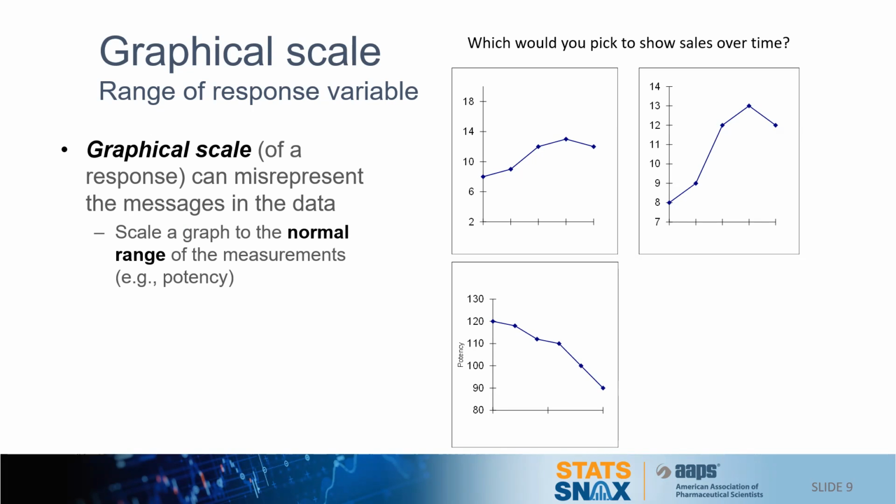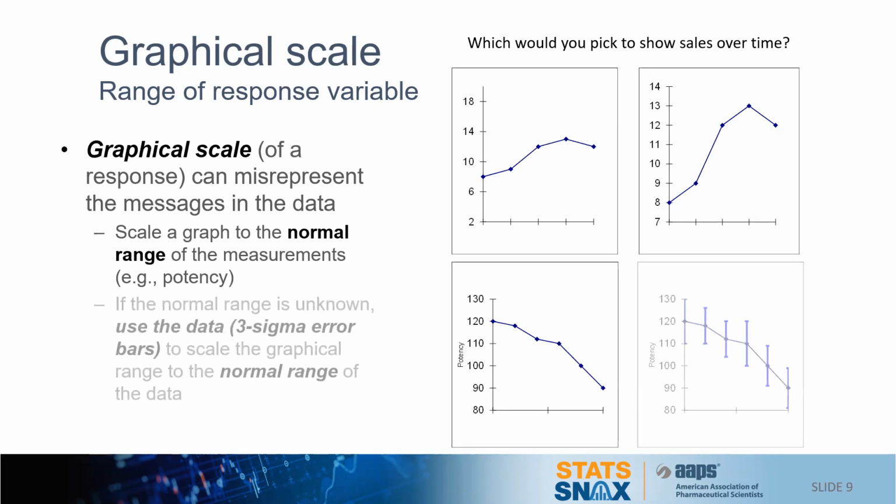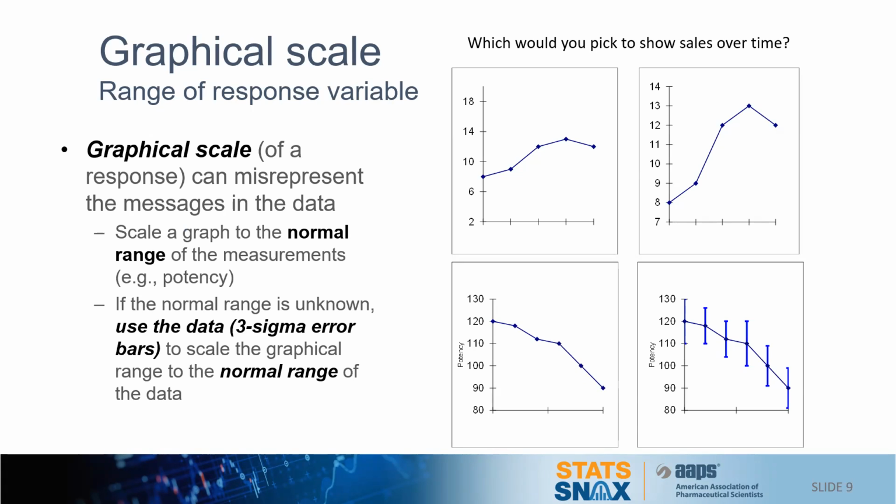If we don't know what the normal scale is in the data, we might instead use the data themselves to tell us the scale by using error bars, in this case, 3 sigma error bars, to scale the data to where we usually see results, or the normal range of, in this case, the response, which is potency.